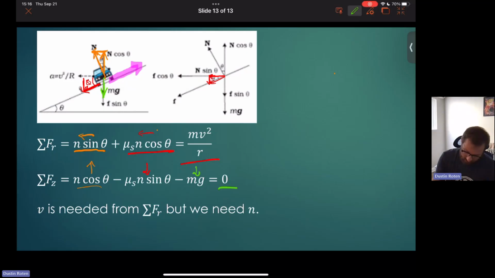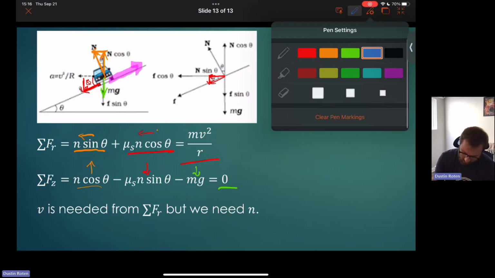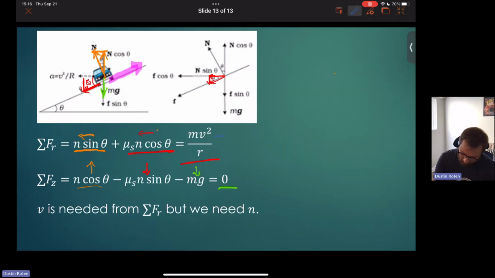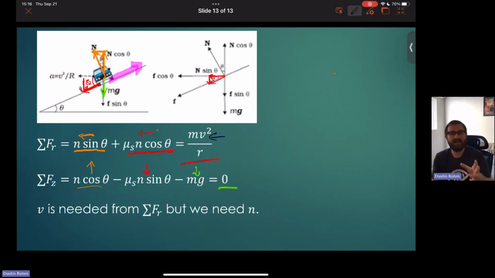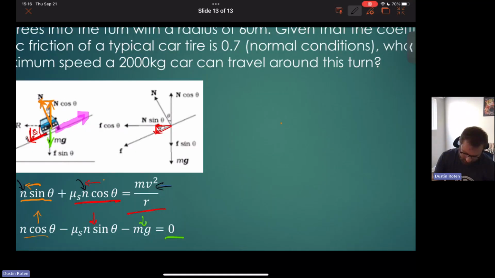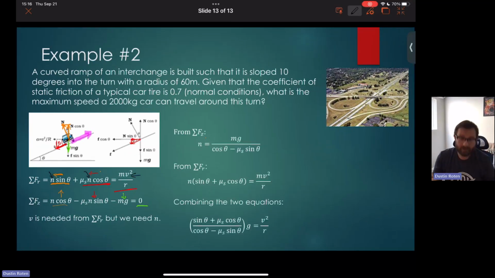Now, v is needed. The velocity is needed up here, but we don't know what N is. We have an N here, and we have an N here. We need to solve for N, plug it into the radial equation, and then we can solve for velocity. We can totally do that from the z direction, where everything's in equilibrium. I can solve for N. It's really easy, just some algebra.